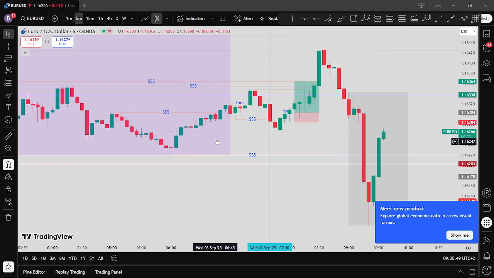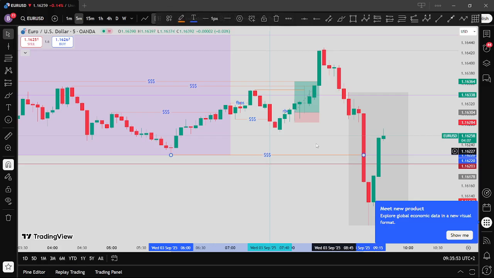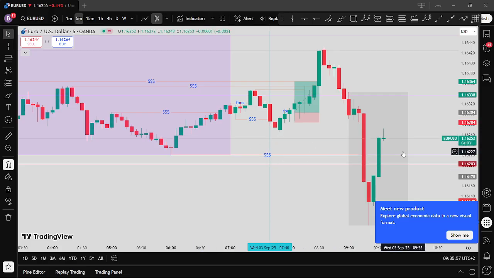Oh, and also, by the way, when it broke here, this was liquidity. So we marked that out. So we knew eventually it was going to get taken. As you see now, it's taken. I was busy with something. I only came back now and I see that, oh, it's actually taken.